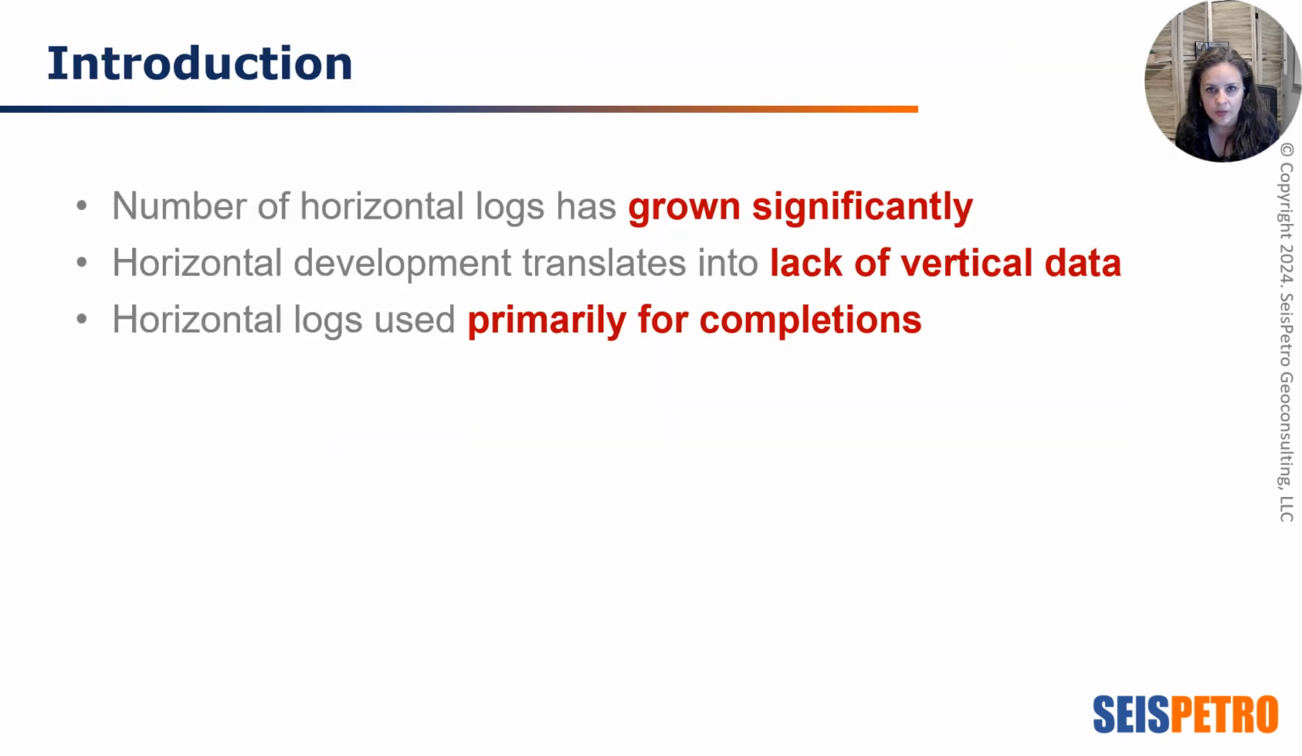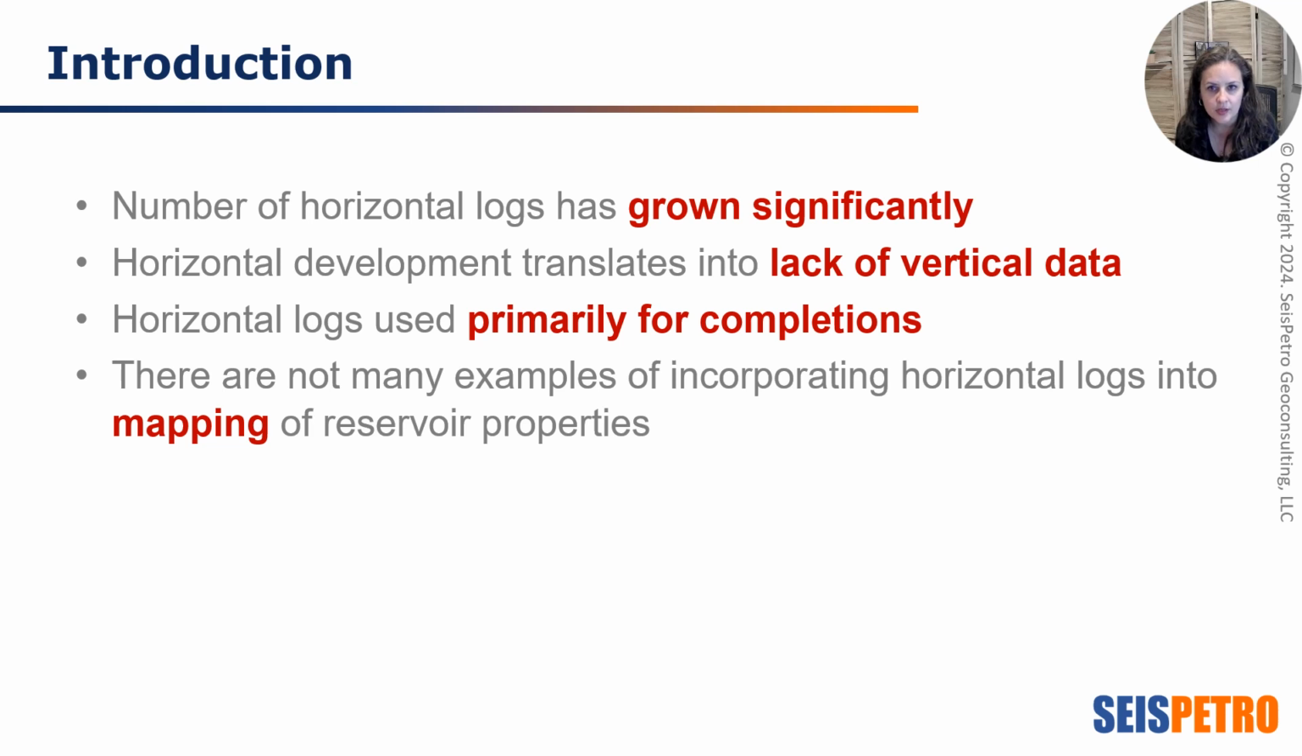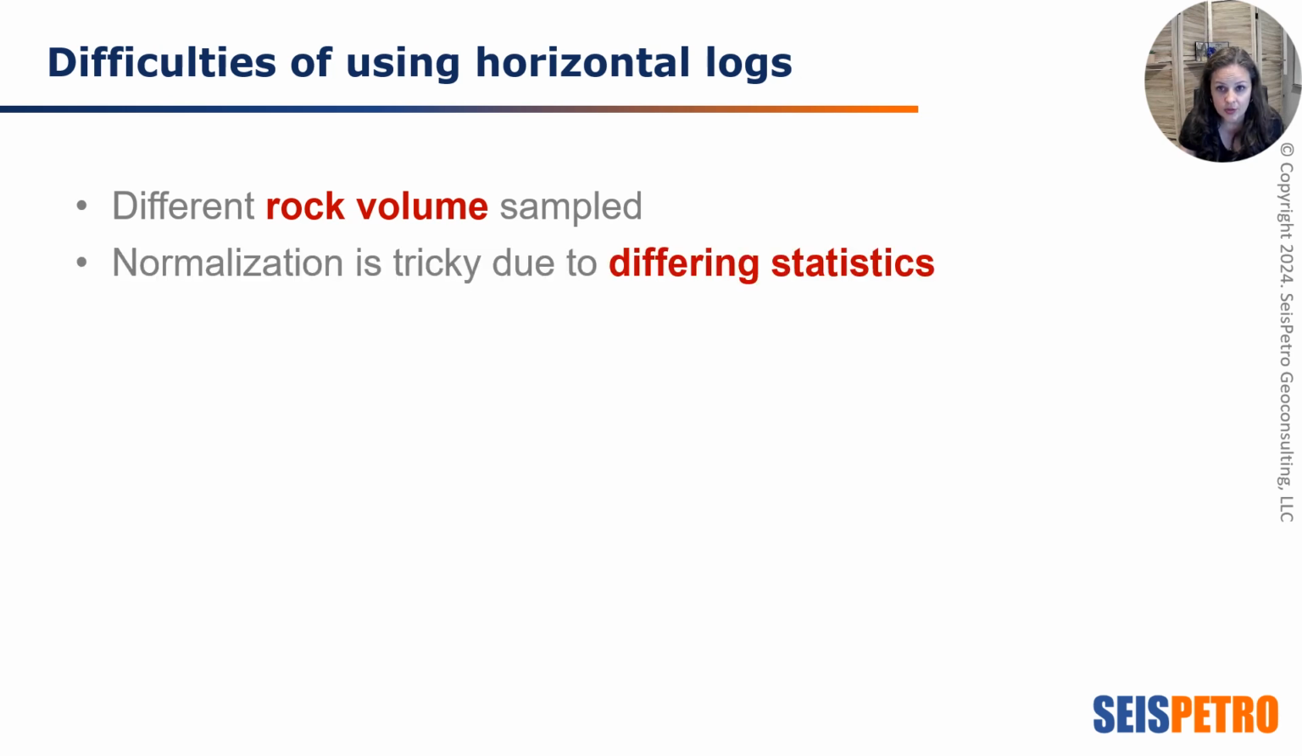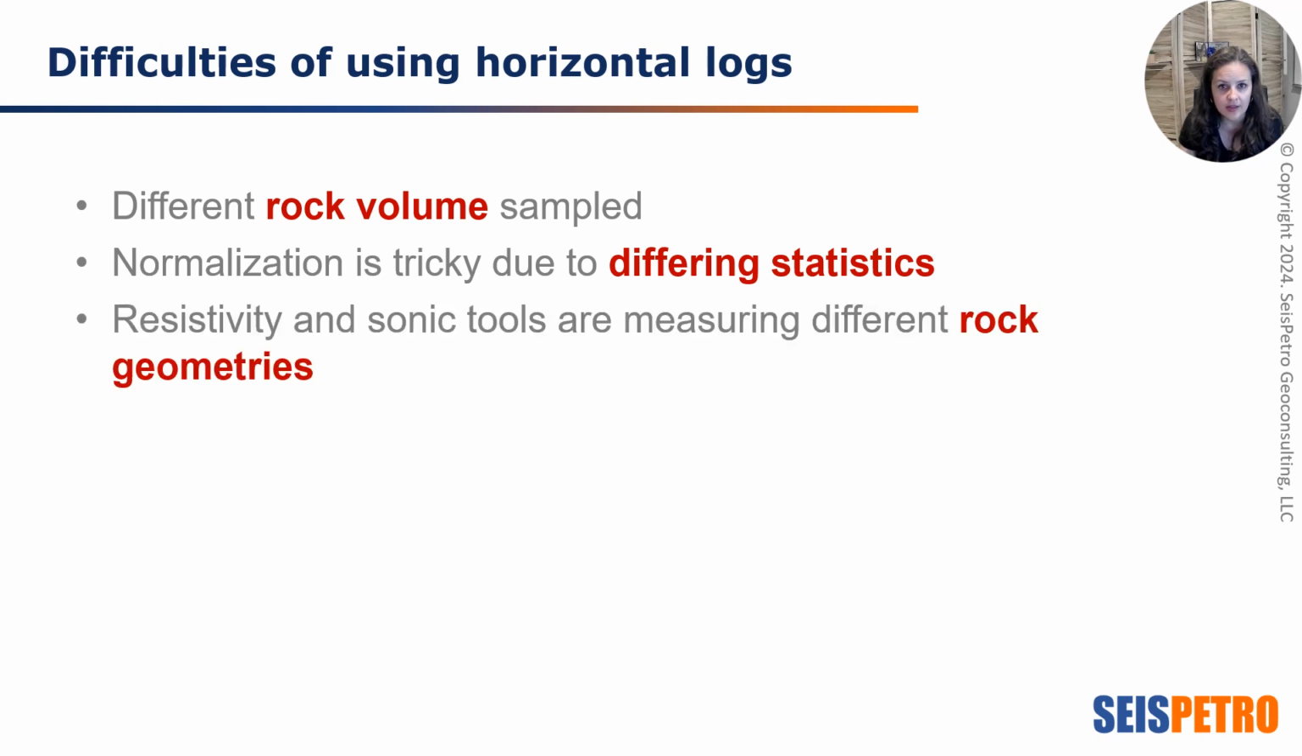Horizontal logs are currently primarily used to assess geomechanical properties during or after completion operations, and there are not many published examples of incorporating horizontal logs into quantitative mapping of reservoir properties. There are many difficulties of using horizontal logs for reservoir mapping. Among them, vertical and horizontal logs are sampling different rock volumes. The data normalization is tricky due to the differing statistics between the two measurements. And finally, the resistivity and sonic logs are measuring different rock geometries.